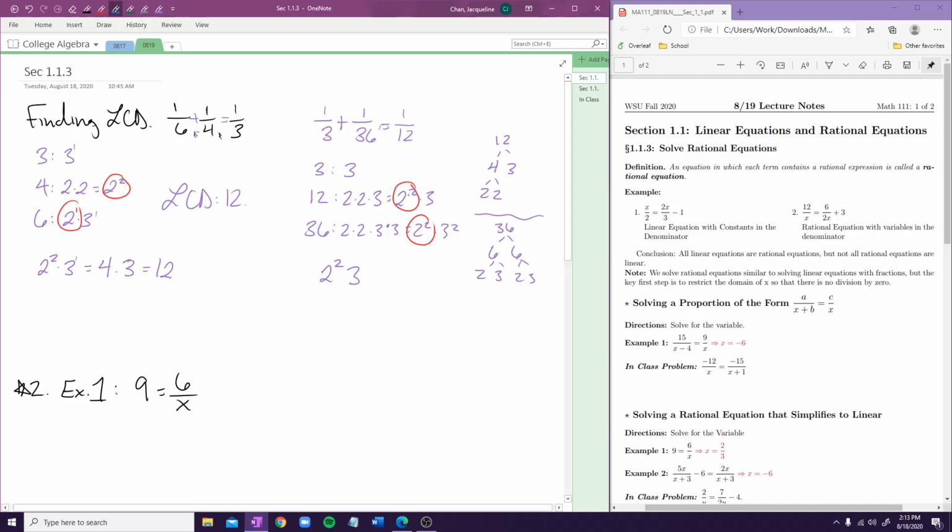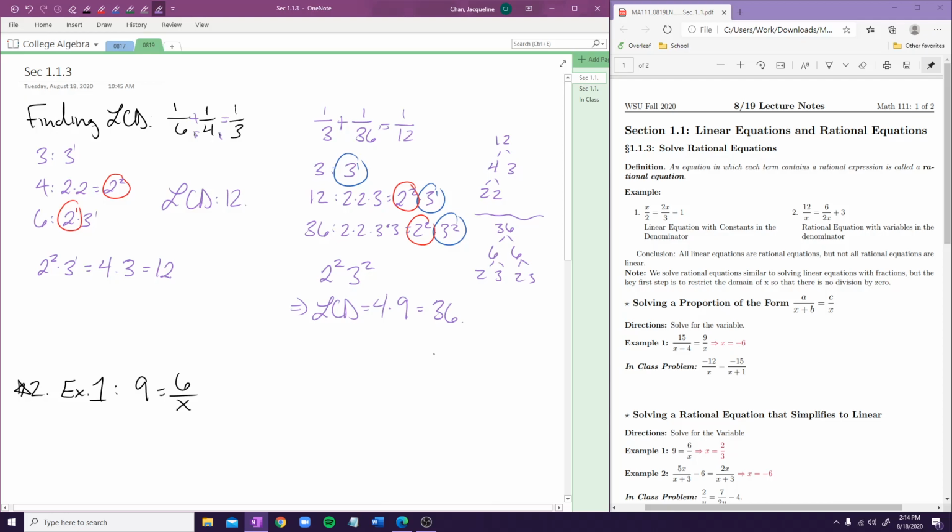And then for 3, I have 3 to the first, 3 to the first, and 3 squared. 3 squared is the biggest, so I'm going to write this as 3 squared. Therefore, the LCD is equal to 2 squared, which is 4, times 3 squared, which is 9, and that makes 36. And that's how you find the LCD.